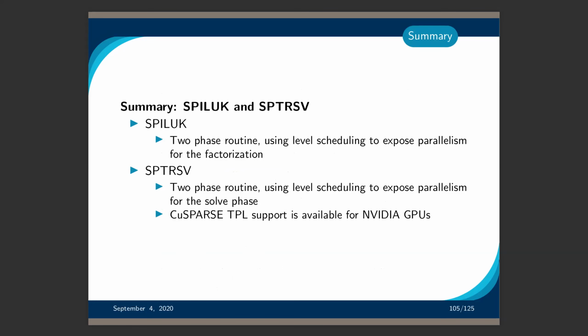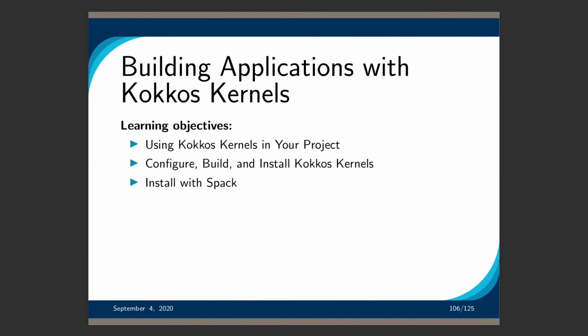Okay, so that completes this section on sparse solvers. Now we're going to move on to CMake. This is the final section. We'll discuss the build system, including using Kokkos kernels with your project and how to configure and install.